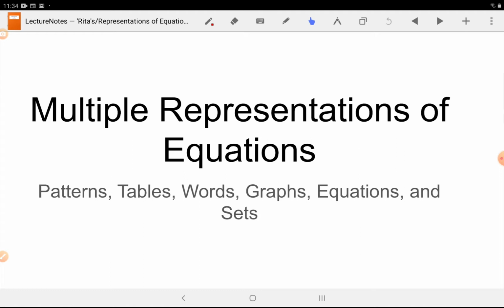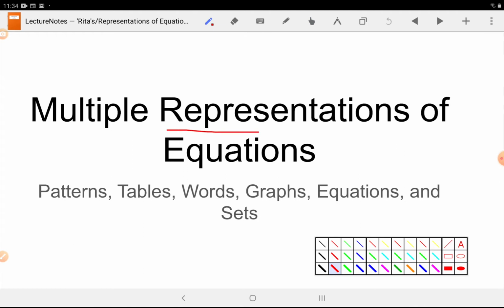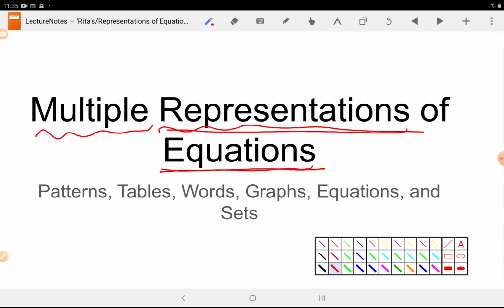Multiple representations of equations. What does that mean? This is the lesson for today. We're going to be looking at multiple representations of equations. That means we will see how we can represent equations in different ways. Let's look at those really quick.